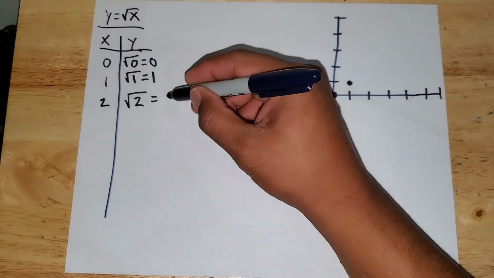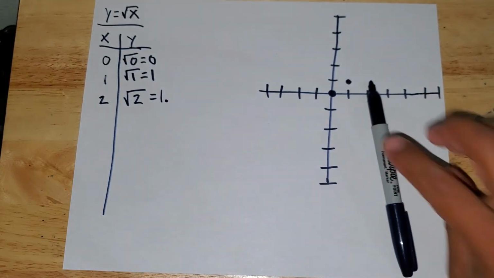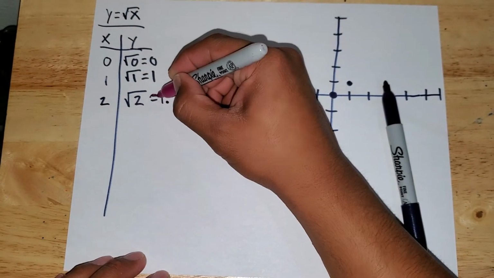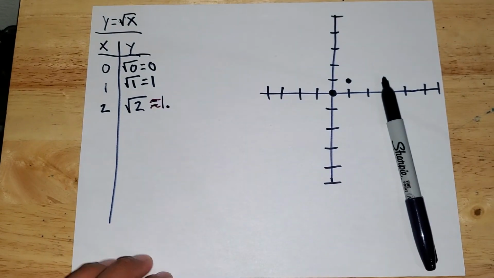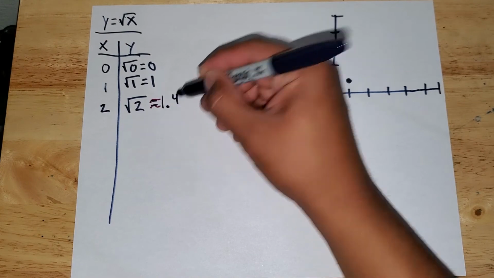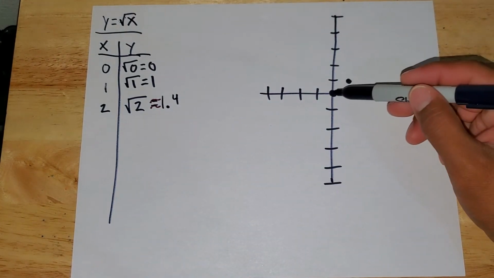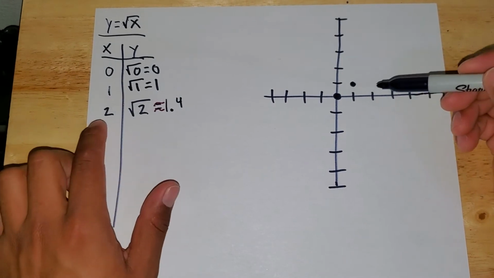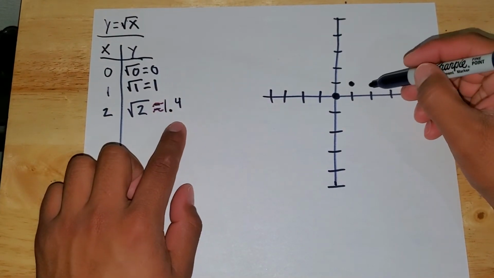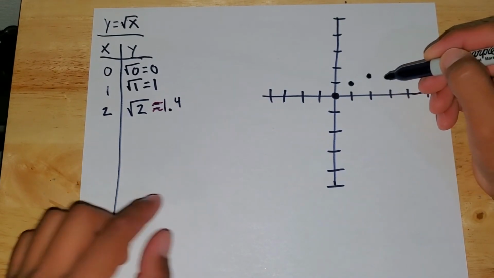So the square root of 2 is approximately 1.4. And by approximately, I'm going to use these squiggle lines, because this isn't exactly that, but this is approximately 1.4. And now to graph this, that means you'd have to go over 2 units to the right because your x value is 2. But then you have to move up 1.4, which is almost 1.5. And I'll say that's about here.